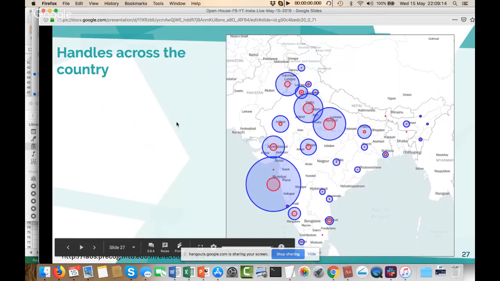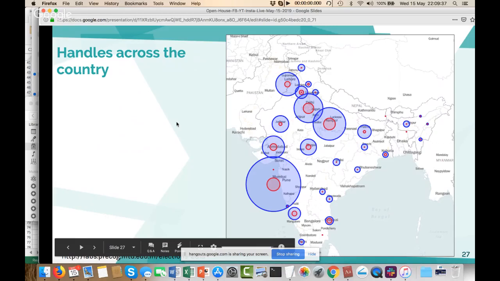And we also dug into this gender question more to find out which handles are more engaging, male versus female. I'll show you some slides as we move forward. This is basically showing you across the country where the male handles are from and where the female ones are. I'll highlight this point particularly because we talked about bias a little bit.